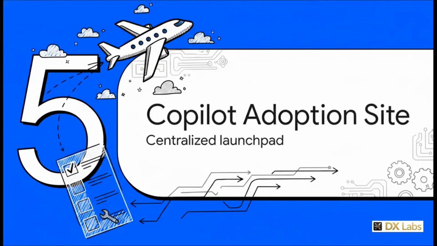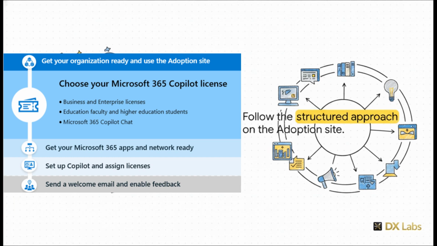Let's transition to Section 5, the Copilot Adoption Site, your centralized launchpad. Think of the Copilot adoption site as an airline pilot's pre-flight checklist. Before they ever leave the gate, the crew runs through a very specific, ordered list to guarantee total safety and readiness. Microsoft provides this centralized launchpad to walk you through a really logical progression.